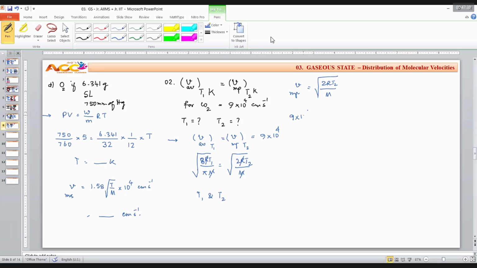10 power 4 is equal to under root 2 R value 8 by, here it is in centimeter, therefore 8.314 into 10 power 7 ergs, okay? Temperature, you have created a relation between T2 and T1. So substitute T2 in terms of T1. So we'll get some number in terms of T1 divided by molecular mass. What is molecular mass? 44. I got the value of T1. Substitute T1 here. We got T2 also. Okay. Relation can be. Go ahead.